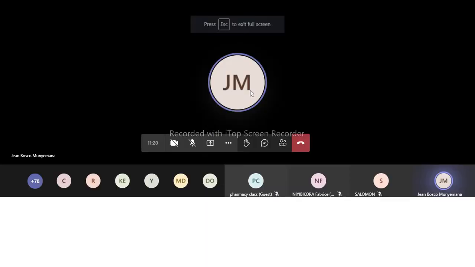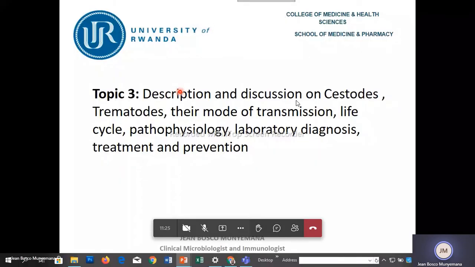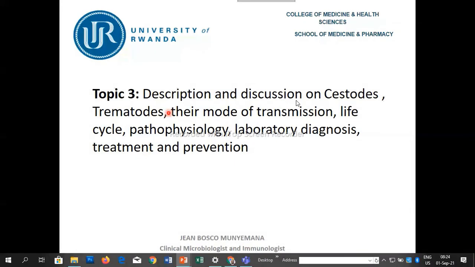Flatworms, meaning they are not round. If we take an example of Ascaris and taenia, they are not the same. Ascaris is round while taenia is flat. So we are going to talk about flatworms, including cestodes. Cestodes, in fact, they are taenia, while trematodes, they are flukes. We'll see their mode of transmission, life cycle, pathophysiology, lab diagnostic, treatment, as well as.